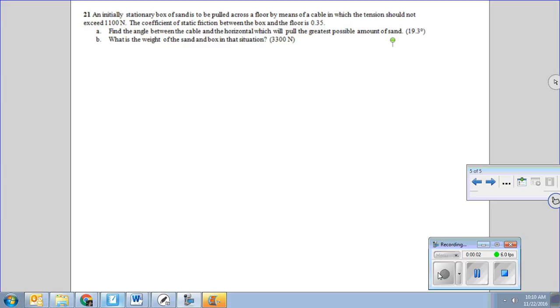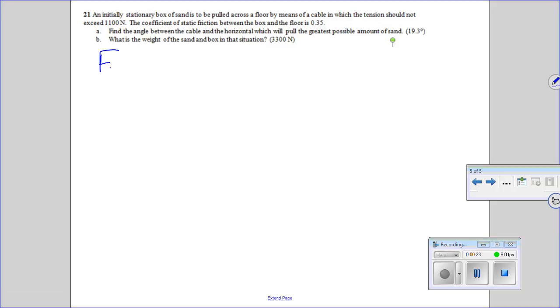All right, here we go. This is problem number 21 from chapter 6 of the Halliday and Resnick textbook. We've got an initially stationary box of sand, and it's going to be pulled across a floor by means of a cable in which the tension should not exceed 1100 newtons. The coefficient of static friction between the box and the floor is 0.35.